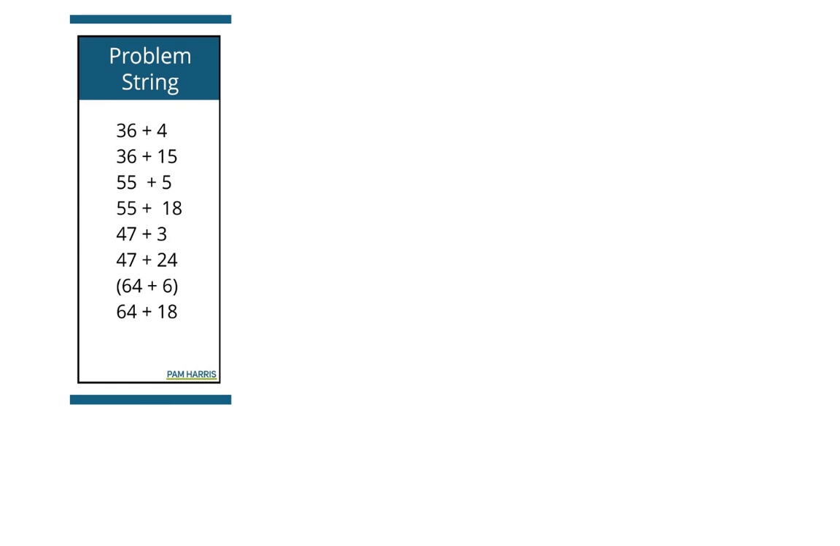A problem string has helper problems. And those helper problems are designed to cue students in, to give them an idea of the type of strategy we're looking to develop in this problem string. So we write the first problem up on the board and we ask our students to solve that, and they can then put their thumb in front of their chest to signal that they've got the answer.